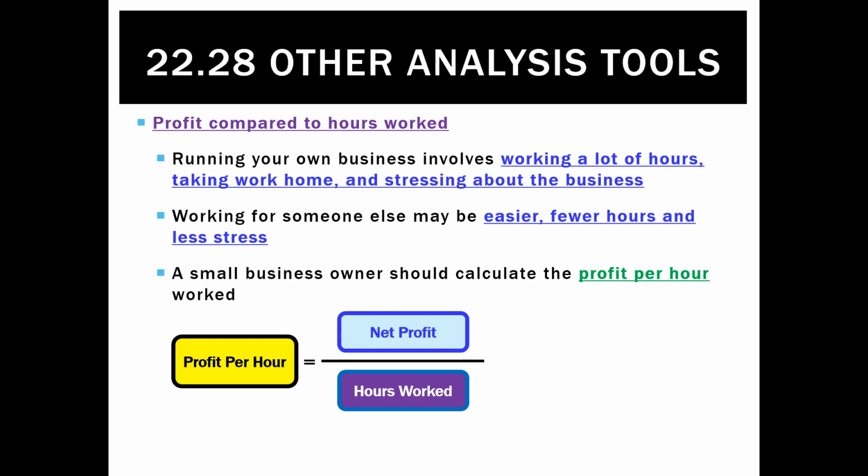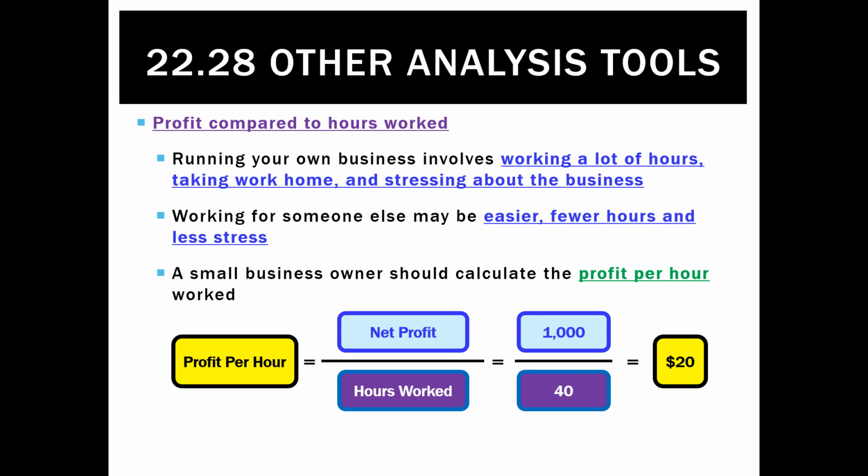So let's take the net profit, it could be for the hour, so for the week, for the day, for the month, for the year, and divide it by the amount of hours the owner had to put in. So let's say we made $1,000 of profit this week, but the owner had to work 40 hours. Well, we can figure out that that is $20 per hour in profit. That's probably a little bit less than someone could get in a reasonably well-paid job with someone else. So that's actually something you might want to factor in, given that there's all the extra stress of running your own business. $20 an hour doesn't seem to be all that high.